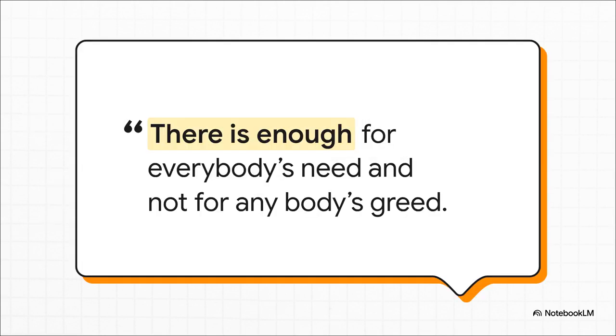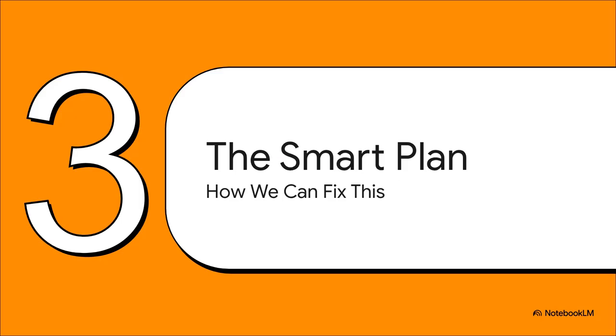You know, this reminds me of something Mahatma Gandhi said so many years ago. He knew that our planet has enough for everyone's need, but it can't satisfy even one person's greed. Wow, those words are more true today than ever before, don't you think? But hey, don't get all sad and gloomy. For every problem, there's always a solution. So let's switch gears and talk about the SMART plan, how we can actually fix this and build a better future. There is always hope.